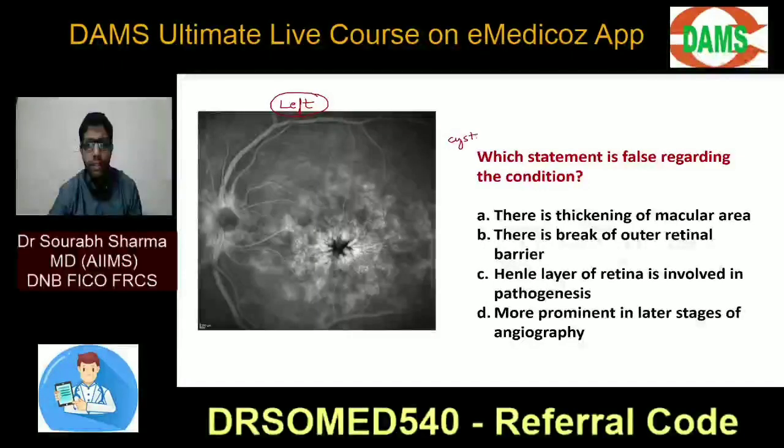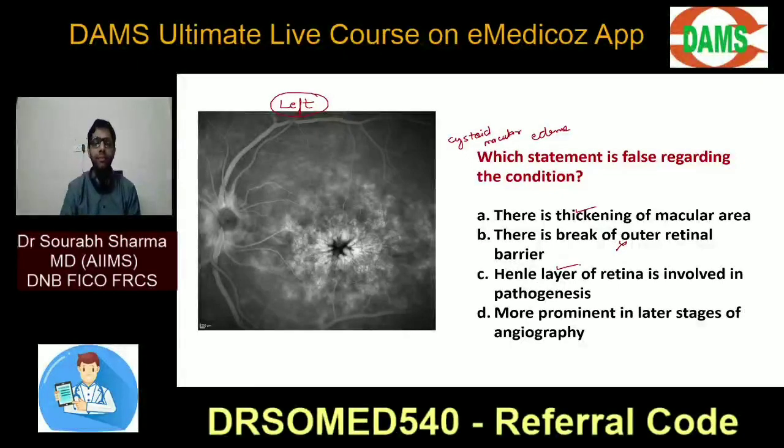Yes. This is cystoid macular edema. We have to answer according to cystoid macular edema. Flower petal appearance. Is there a thickening of the macular area? Yes, there is thickening of the macular area. Macular edema. Is there a break of the outer or the inner barrier? Inner barrier, sir. Outer barrier is in central serous retinopathy. And what is the radial configuration due to?